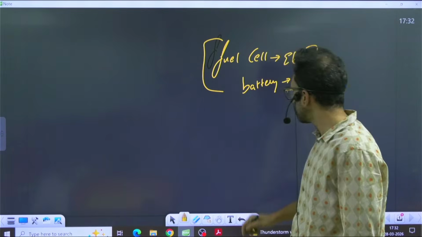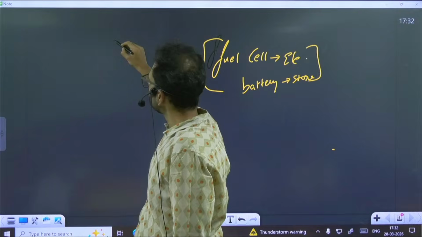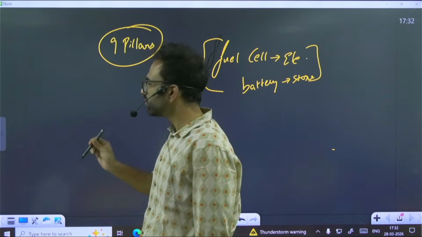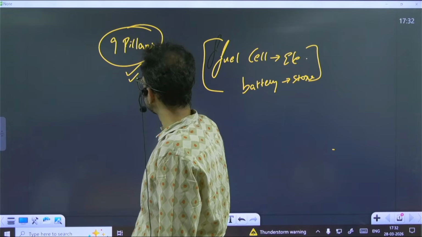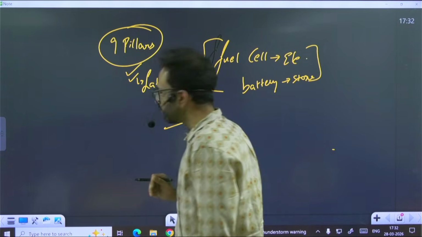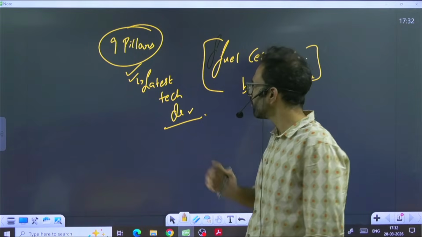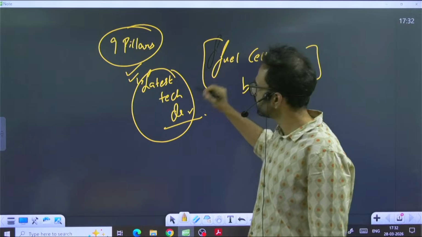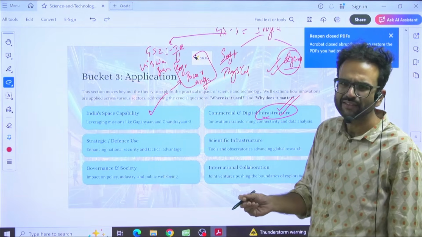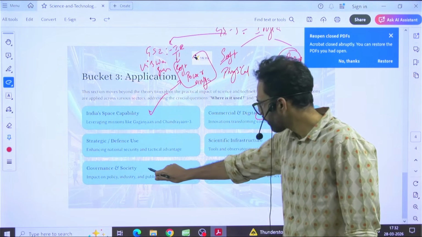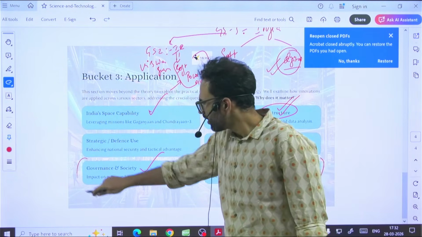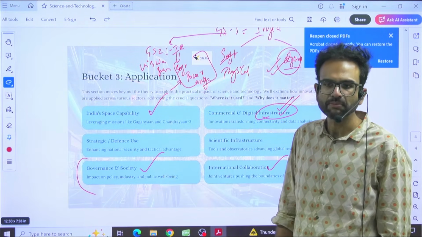Now if you read the Digital India campaign, there are 9 pillars of Digital India campaign. In each of these pillars, any latest tech development that will become important. Okay, in the order of priority, this will be given the first importance. Then you will have other areas like governance and society, international collaborations. These are less important for your prelims exam.